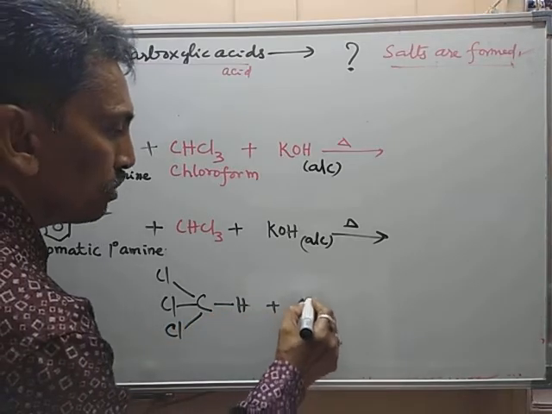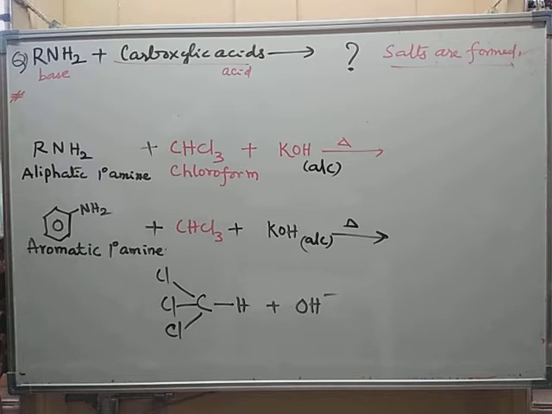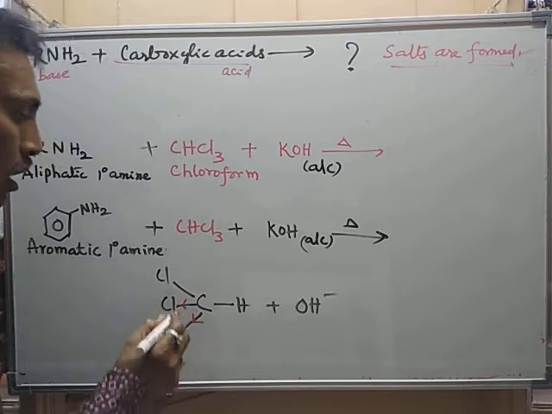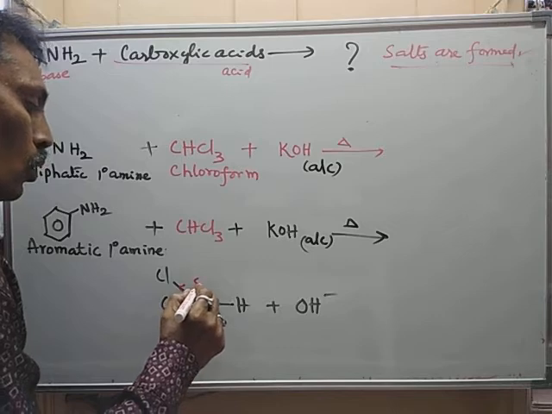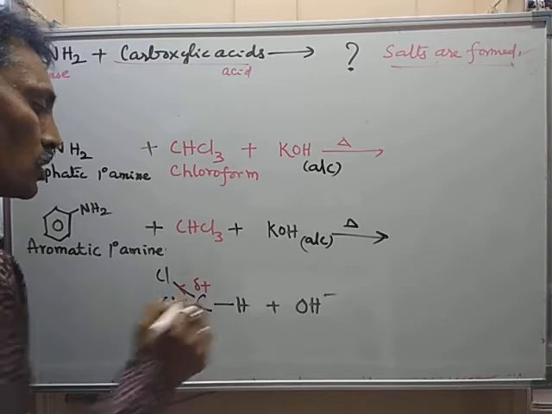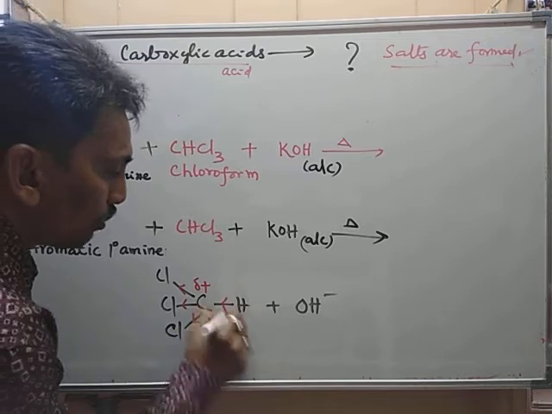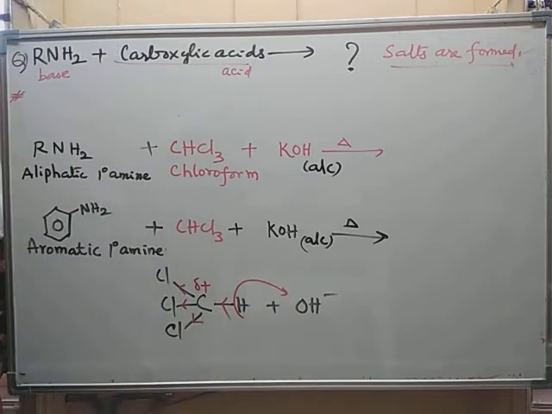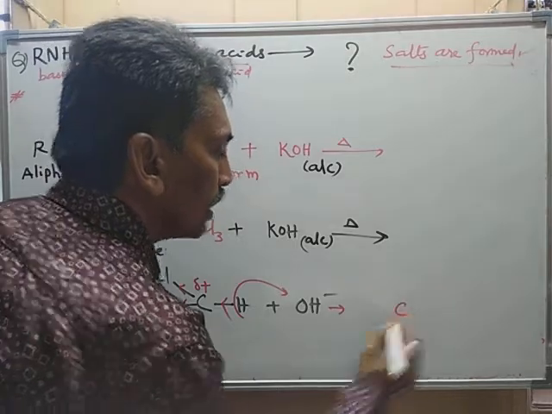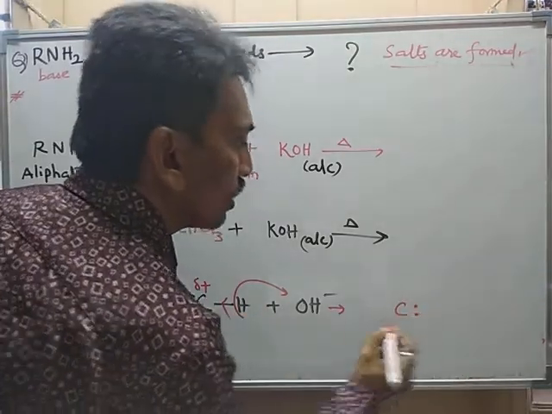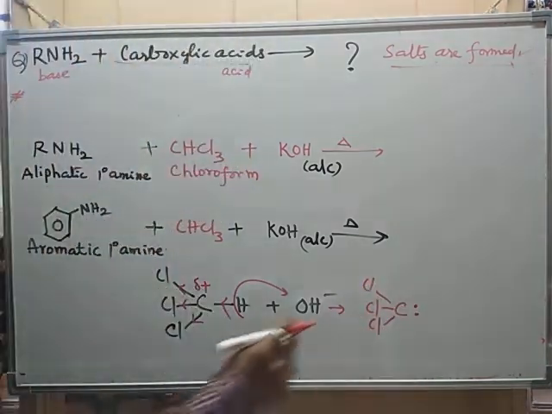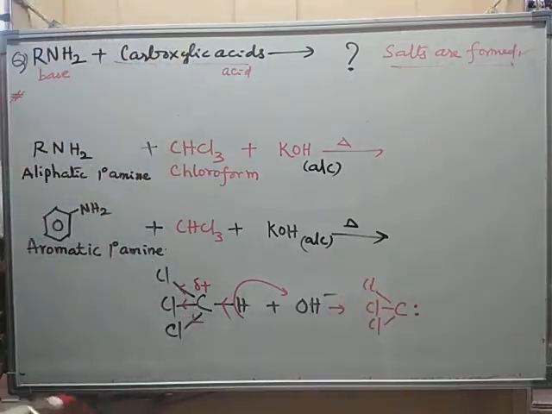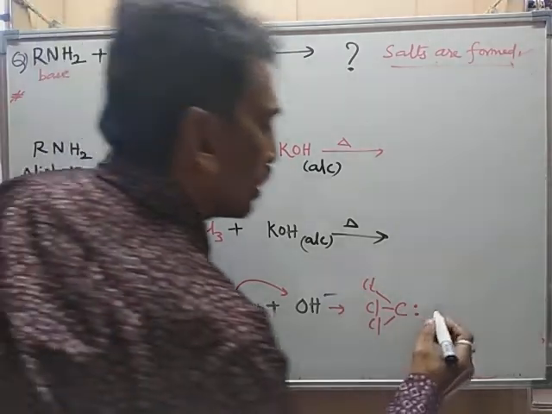In the presence of base, that is NaOH or KOH, what happens? Due to the electron withdrawing effect of the chlorine atoms, the carbon has a partial positive charge, it pulls electrons, and the hydrogen is removed by the base. What results? Carbon with these bonding electrons, Cl1, Cl2, Cl3. So this is CCl3, which immediately participates further.